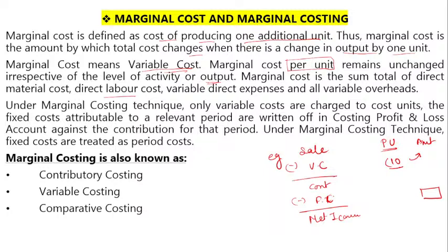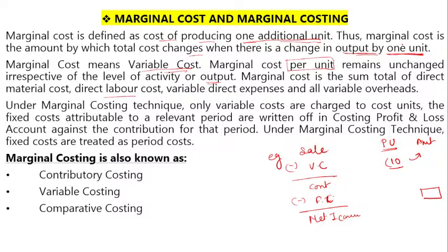Sorry. Okay, I will start from the beginning. Now our topic is marginal costing and the marginal cost. Here, marginal cost means the cost of producing one additional unit. Thus the marginal cost is the amount by which the total cost changes when there is a change in output by one unit.